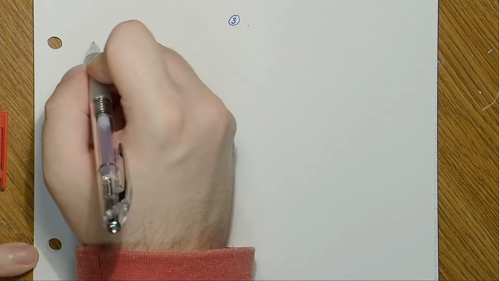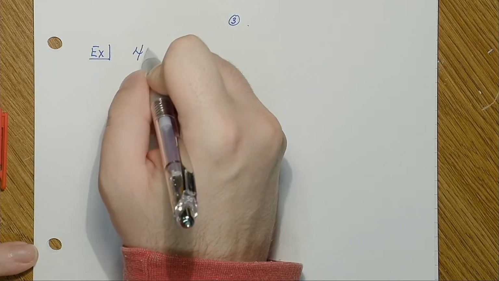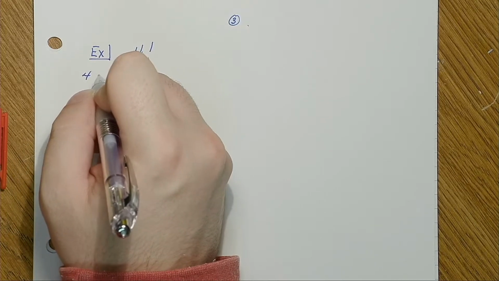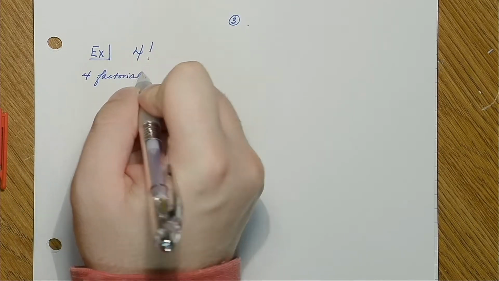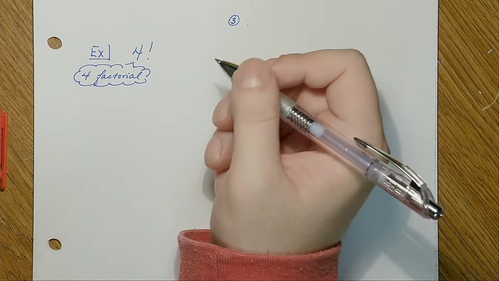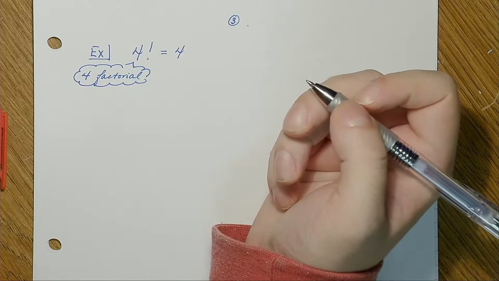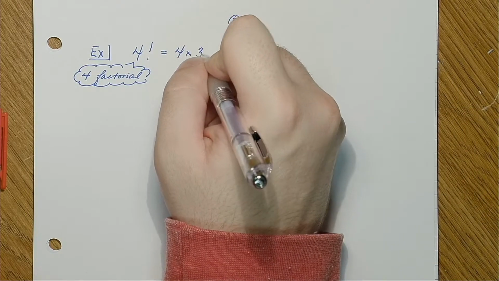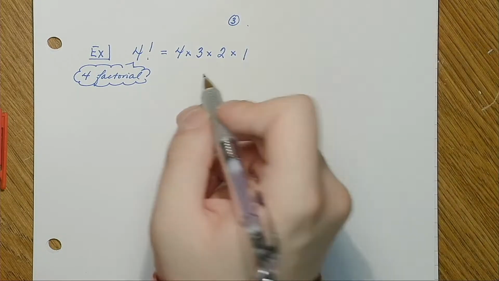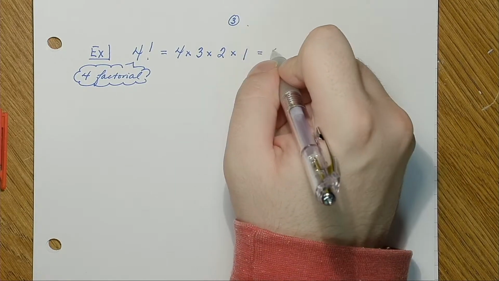Okay, so here's an example. Let's say that I'm going to do 4 factorial. So I'm reading this as 4 factorial. It's not an excited 4, and we're not screaming at it. It's just 4 factorial. So what that means is we start from the number 4 and we multiply it by decreasing numbers. So what I have then is 4 times 3 times 2. So that's 12. Times 2 is 24, times 1 is still 24.